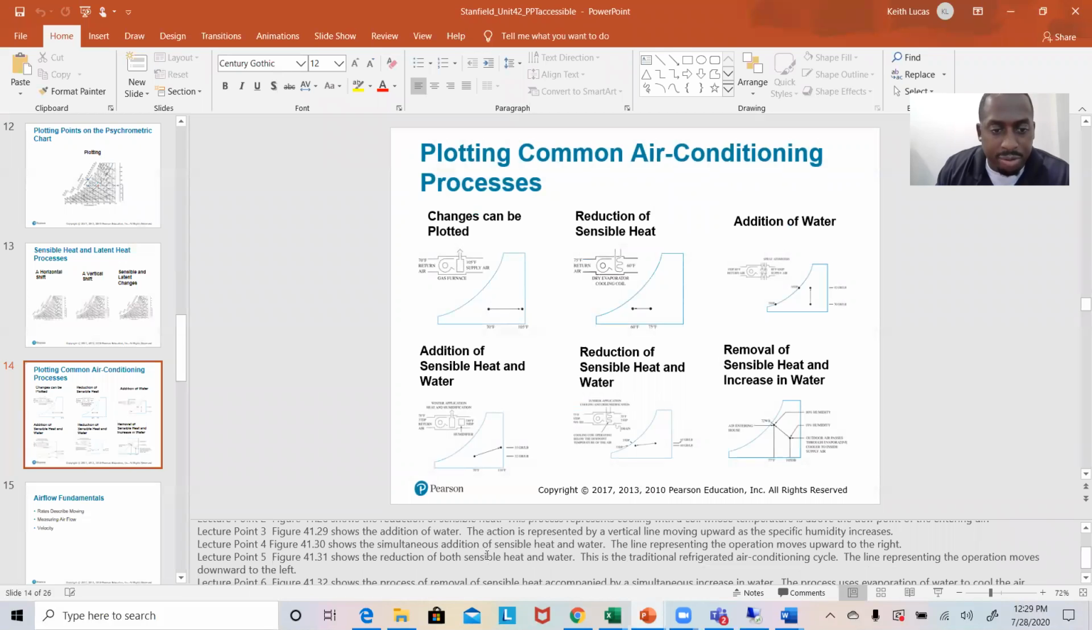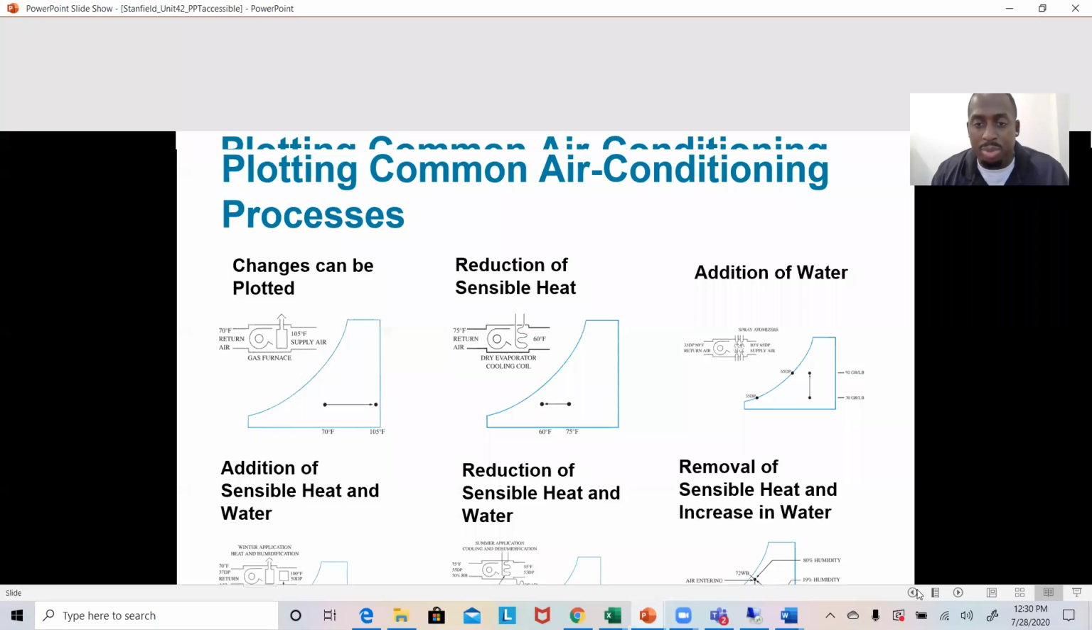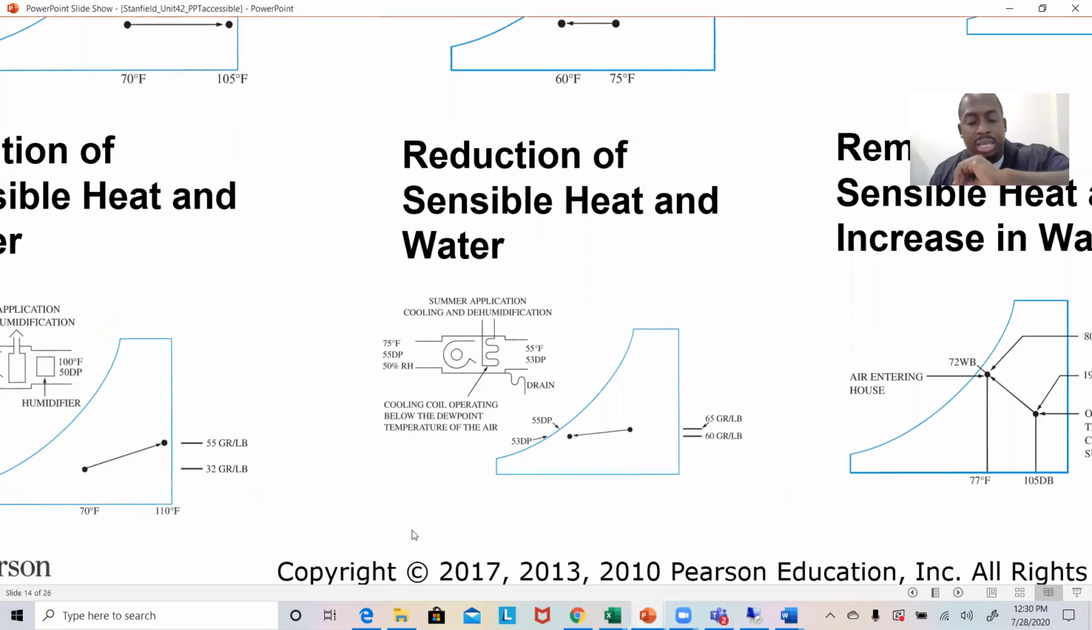All right, moving through it. Then 41.31 shows the reduction of sensible heat and water. This is the traditional refrigeration air conditioning cycle. The line representing the operation moves downward and to the left. That is what we typically are dealing with. That's the air conditioning process right there. We're dehumidifying and we're cooling. So you're gonna get a drop in humidity and a drop in temperature, because that's when people are more comfortable.